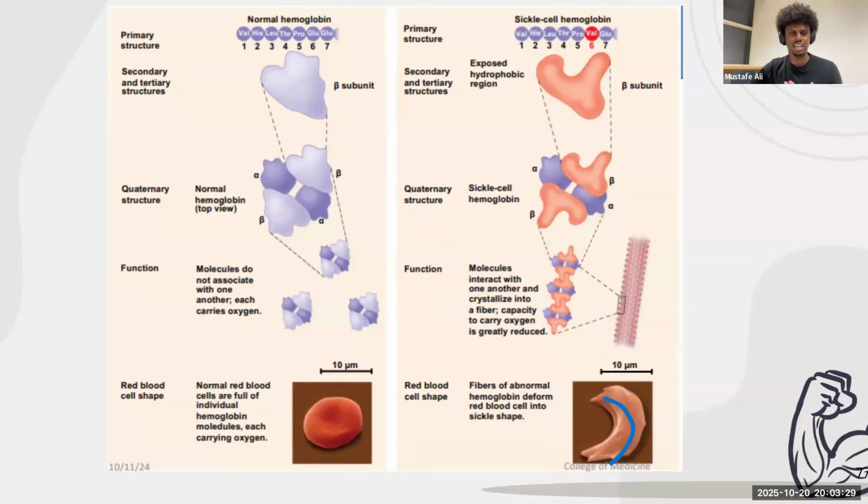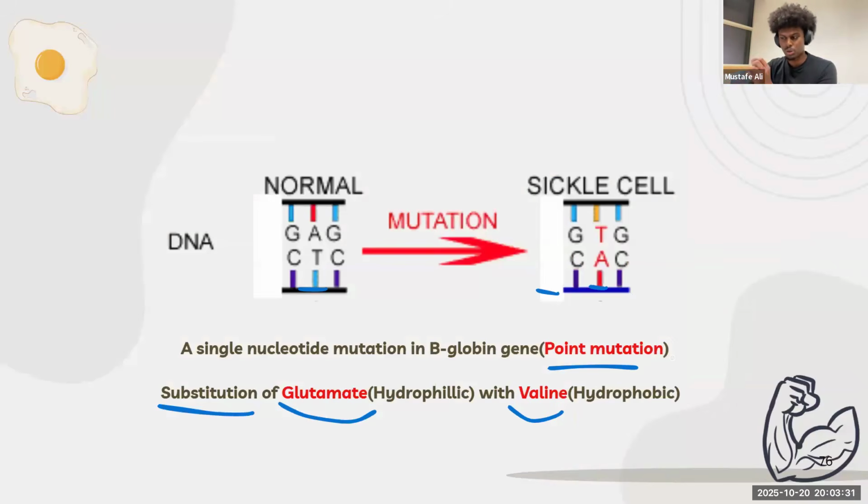All of this happens just because of the single point mutation, which led to the substitution of glutamate with valine. Okay? If you guys can remember these 2 points, that in sickle cell anemia there is a point mutation, and glutamate, which is hydrophilic, is substituted with valine, which is hydrophobic, you guys will be good to go. Okay? Yes, you are right. It is a missense point mutation.